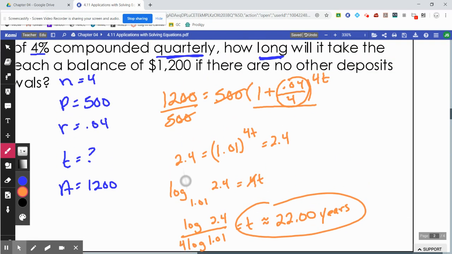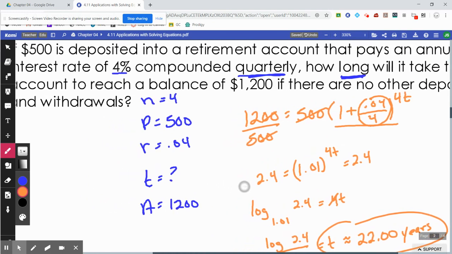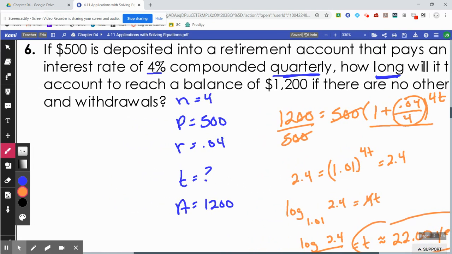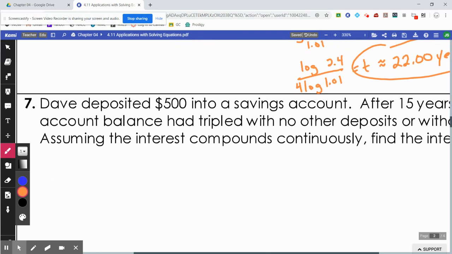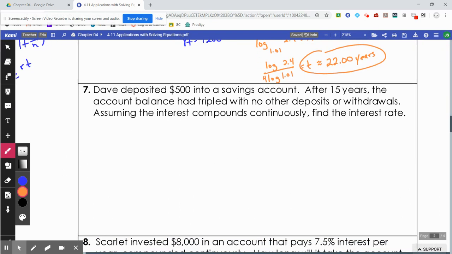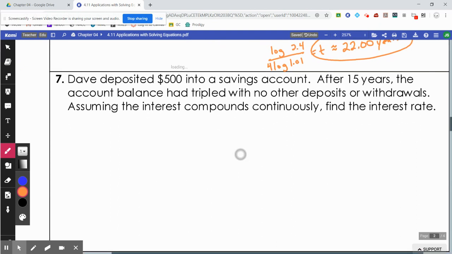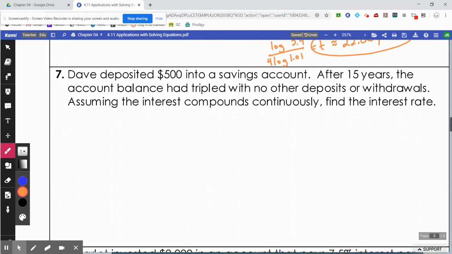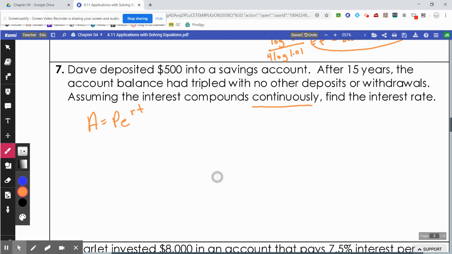And let's make sure we answer the question correctly. No other deposits. Yes, how long will it take the account to reach that balance? Number 7. Dave deposited $500 in a savings account. After 15 years, the account balance has tripled with no other deposits or withdrawals, assuming the interest rate compounds continuously. As soon as you see continuously, we know that this is an APERP problem. He invested 500, and we want to know after 15 years, it tripled. What is the interest rate?